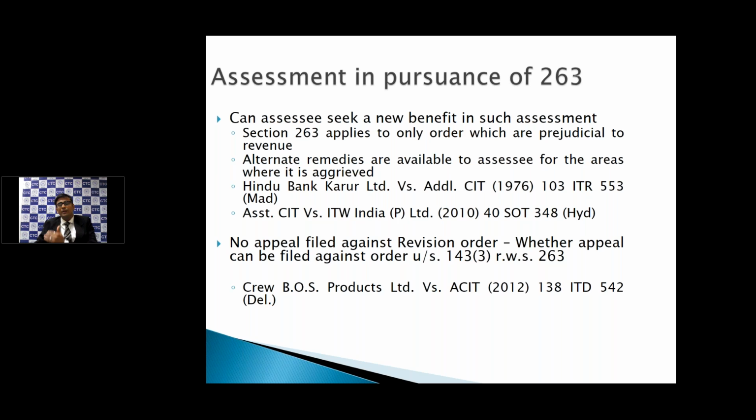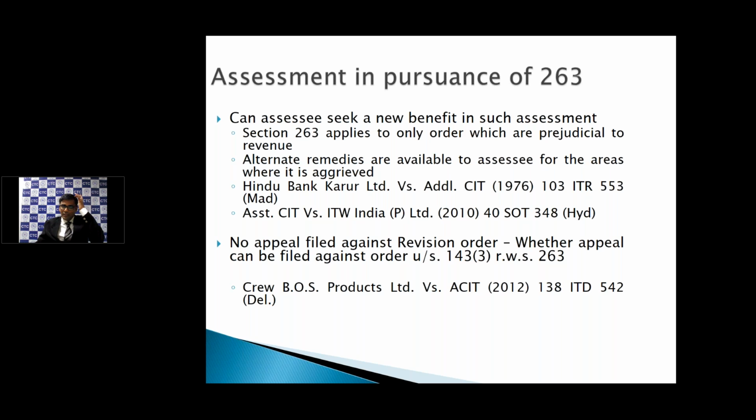Now, against the order passed by the CIT under section 263, the appeal lies to the Tribunal. There is a slight catch in this. In many cases, under a section 263 order, there could be a total remand or a partial remand. Total remand means that the CIT gives a direction to the AO that this particular claim has not been verified, has not been inquired upon, and therefore has to be examined by the AO afresh, and therefore he sets aside the assessment order. This is known as the total remand.